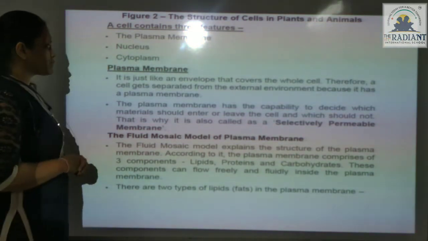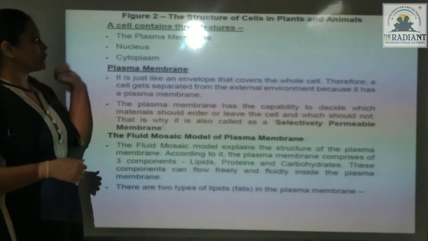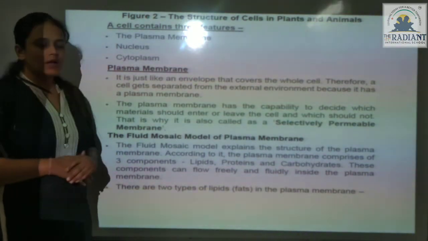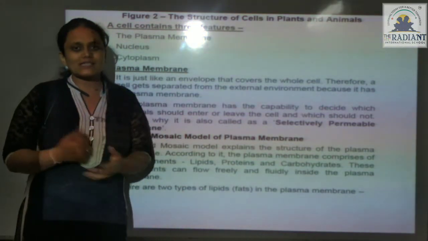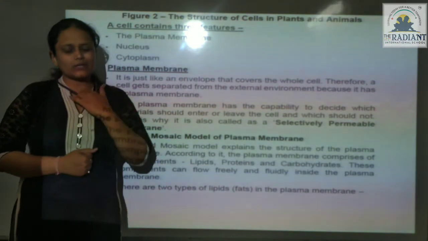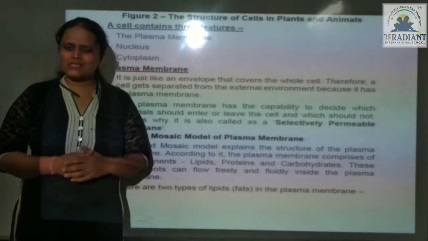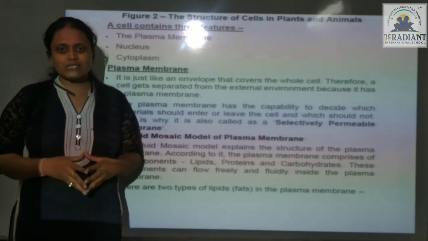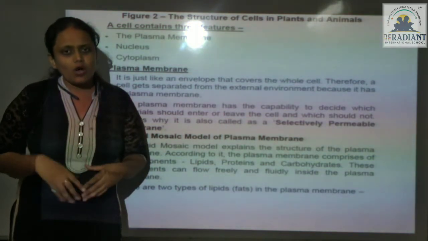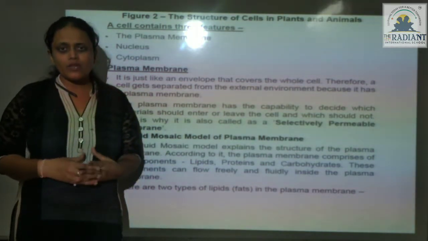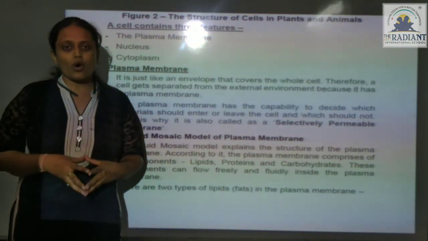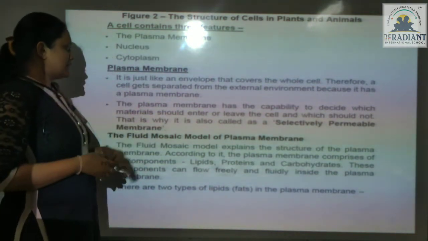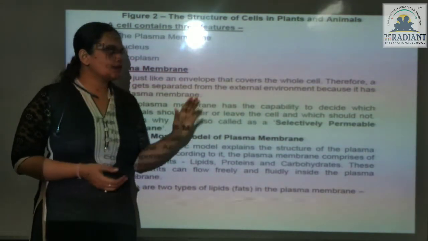Then you will see plasma membrane. Number one, the first component of the cell, that is the plasma membrane. Now what is actually a plasma membrane? It is also generally known as a cell membrane. The word membrane here means just an outer covering of the cell. Any other organelle can also have a membrane over it. So the membrane part only means having an outer covering on it. Here we can see it is just like an envelope that covers the whole cell.